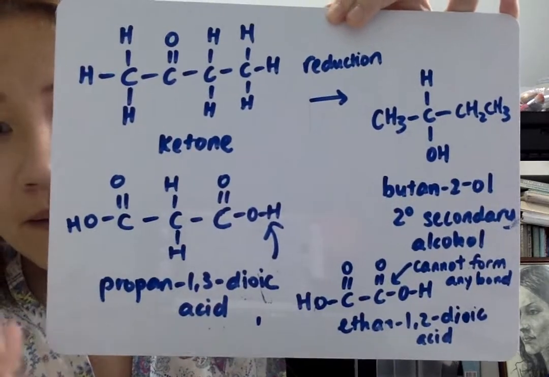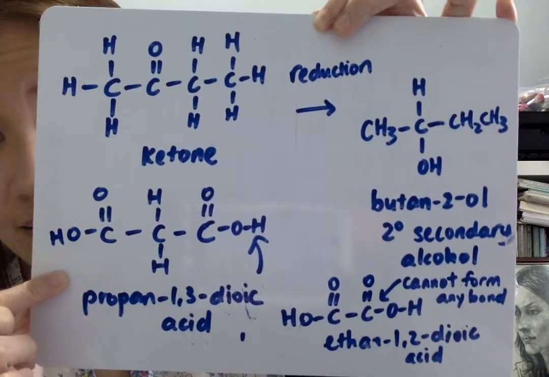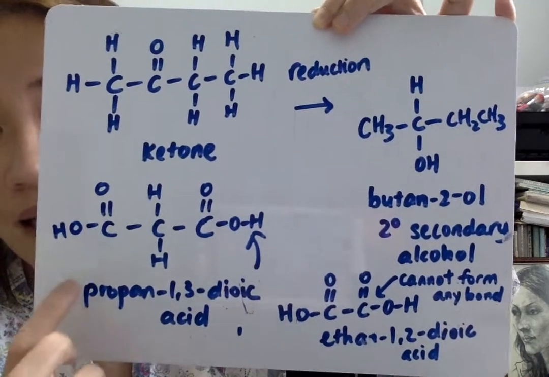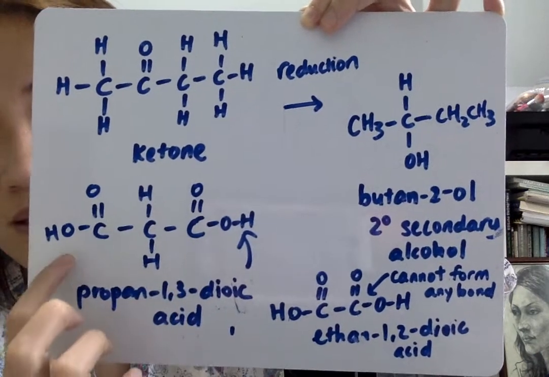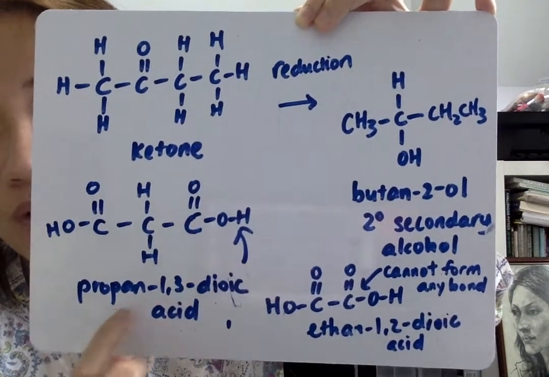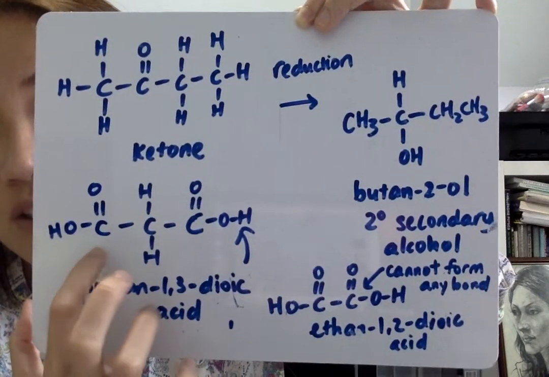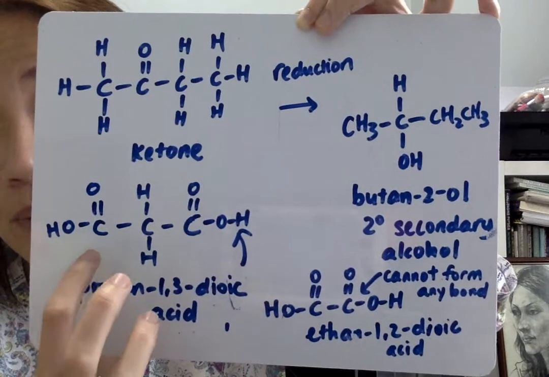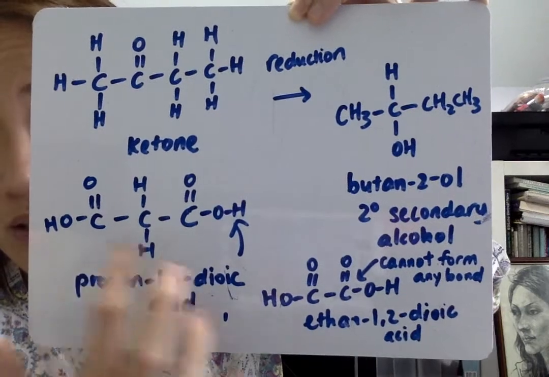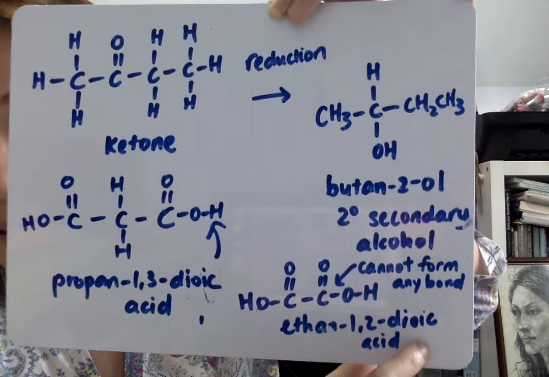Next question. This is the correct structure for propane 1,3-dioic acid. The term dioic tells us that there are 2 carboxylic acid groups, COOH groups, and they must be placed at the ends of propane 1,3. It must be at carbon positions 1 and 3. It cannot be positions 1 and 2. If you place them next to each other, you will end up with the structure ethane 1,2-dioic acid.